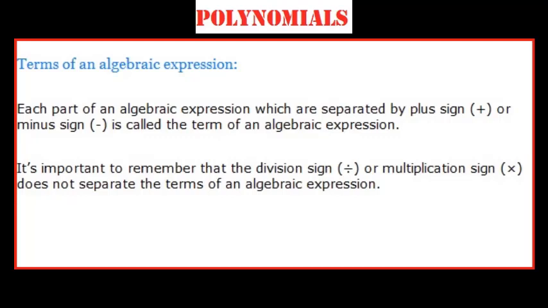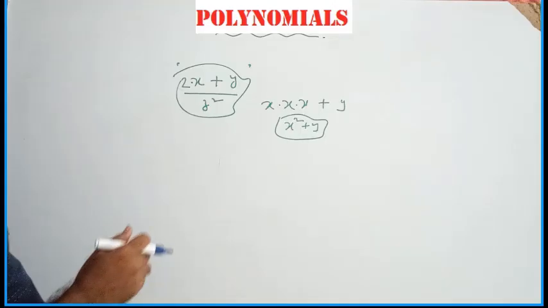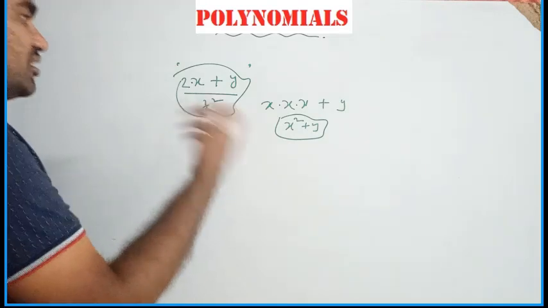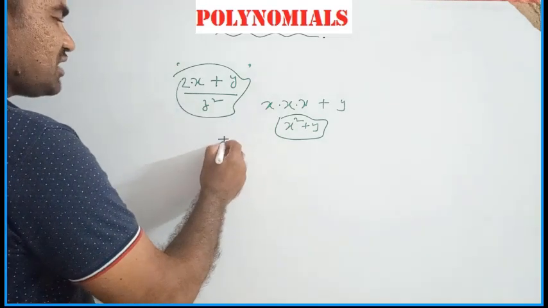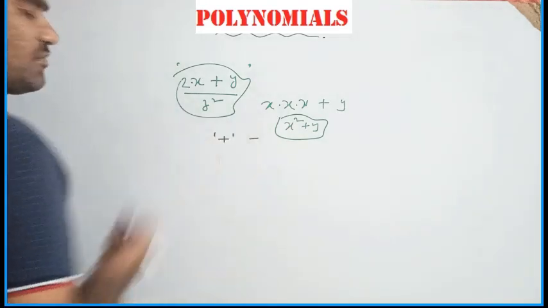Terms of an algebraic expression. Each part of an algebraic expression which is separated by a plus sign or minus sign is called a term of the algebraic expression. It's important to remember that the division sign or multiplication sign does not separate the terms of an algebraic expression. So for terms, you need to search for the symbols plus and minus.